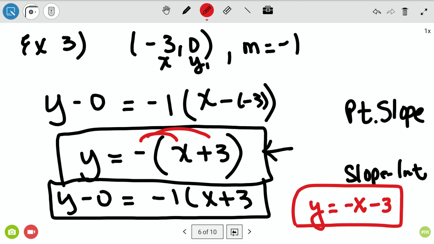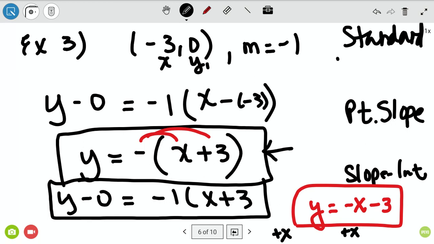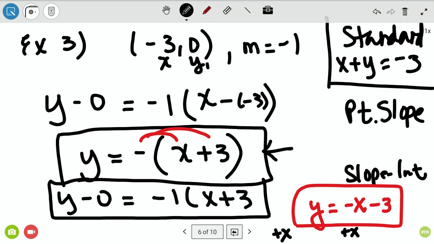Okay, what if we were asked to get it to standard form? Well, all we would have to do is add an x to both sides, and for standard we would have x plus y equals negative 3, and that would be our standard form. So with a point and a slope, you can write it in point-slope form, slope-intercept form, or standard form. It all depends on what the directions say to do, and use a little bit of algebra to get there.